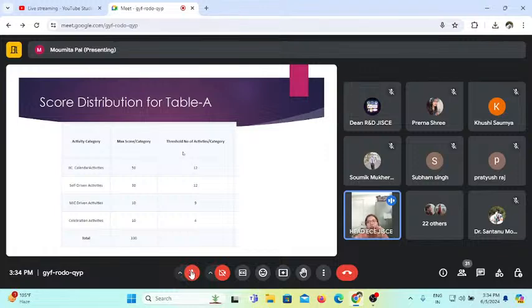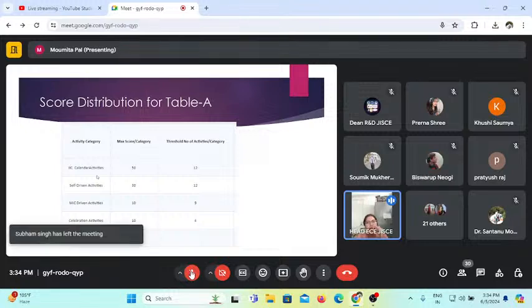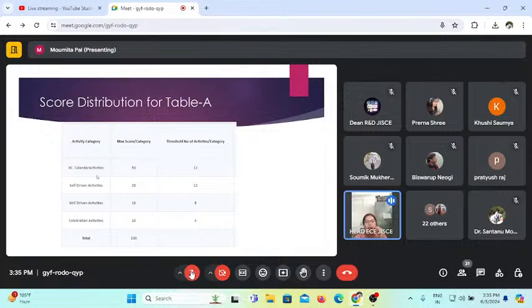Next, we come to the score distribution of IIC, where the different activities are listed. The first activity is denoted by the IIC cell itself, which is predefined by IIC MHRD, where IIC activity will be allotted. Self-driven activities are related to any kind of innovation, IPR, any field visit related to technical aspects, or any seminar or webinar related to technology, entrepreneurship or innovation, design thinking, proof of concept. This kind of activity can also be done under self-driven activities.